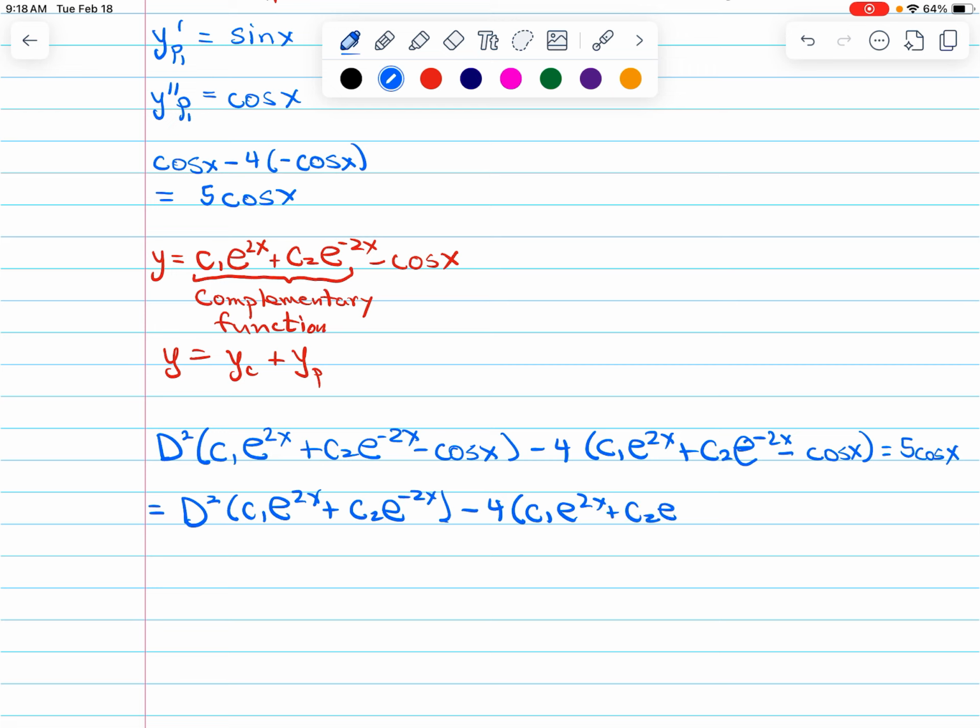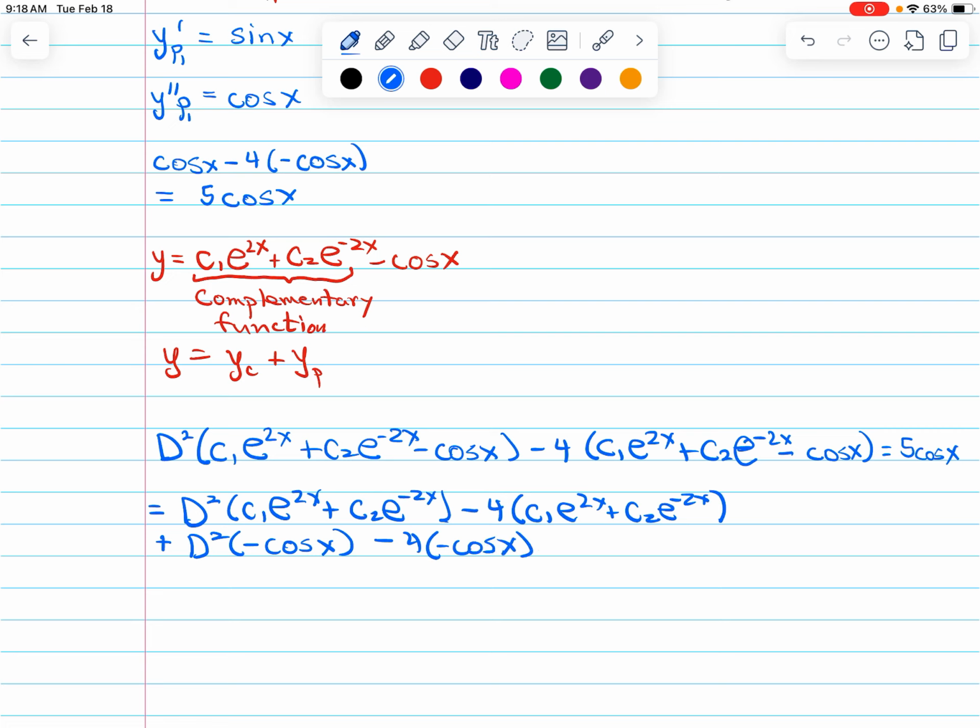See, I'm just rewriting this. Okay, now notice this is the homogeneous part: the second derivative of the homogeneous solution minus 4 times the solution for the homogeneous equation. And then after that, I put in this part. So I say, okay, plus negative cosine x minus 4 negative cosine x.